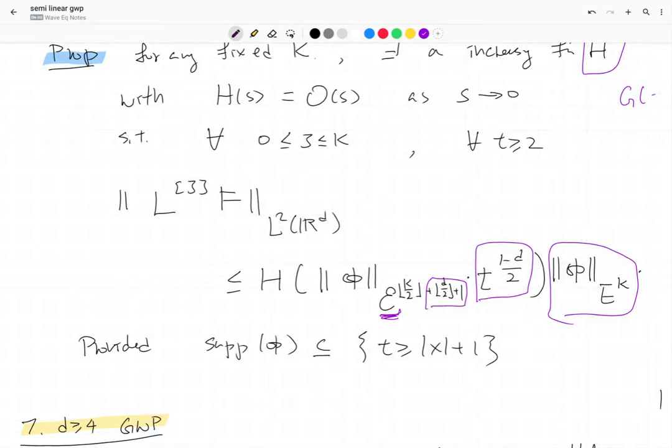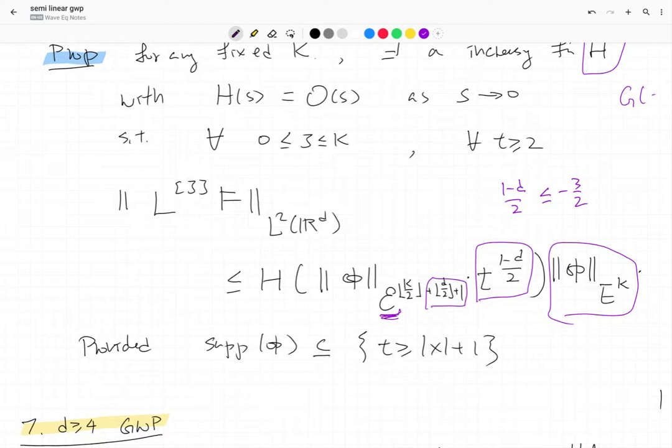And when d is bigger than or equal to 4, 1 minus d over 2 is going to be, let's say, less than or equal to minus 3 halves. Okay, so when d is equal to 4 or bigger than 4, we have that this is t to the negative 3 halves power. And remember, t starts at 2. We never go down to 0. t starts at 2 towards infinity, and look at t to the power minus 3 halves.